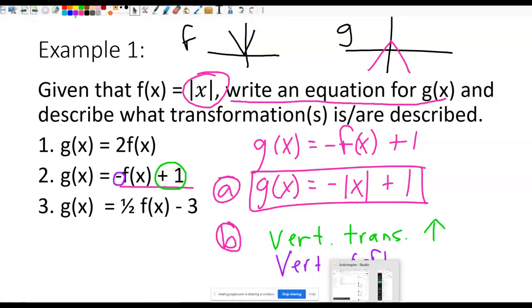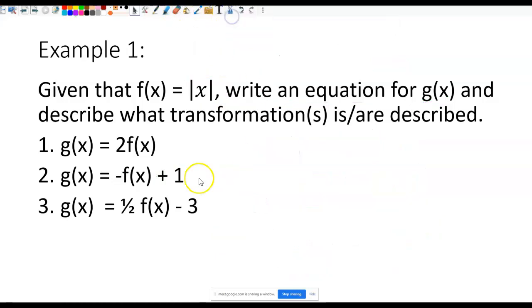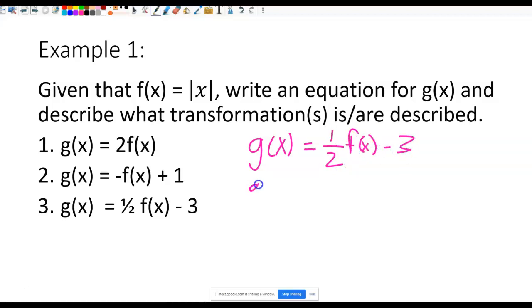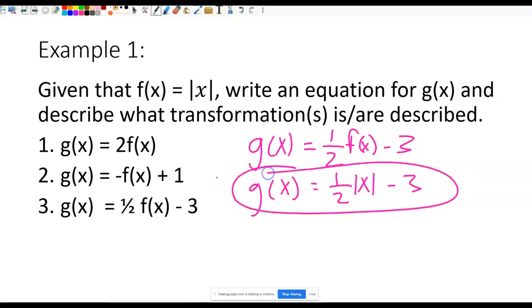All right, let's go ahead and take a look at one more problem here before we set you guys loose on trying some of these. Number 3. First thing we're going to do is we're going to rewrite the problem. And if I want to write the equation, all that means is I'm going to replace the f of x here with what f of x equals. And f of x is equal to the absolute value of x, so that's where that goes. And there's my new equation. That's part A.